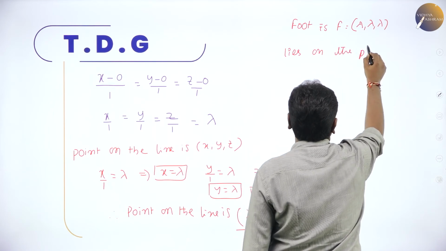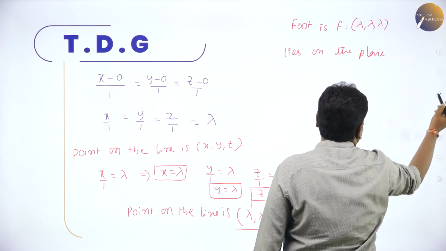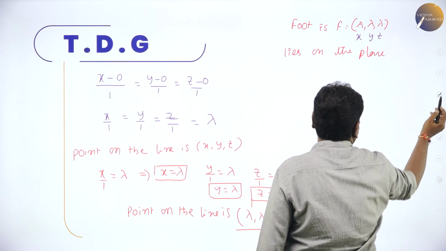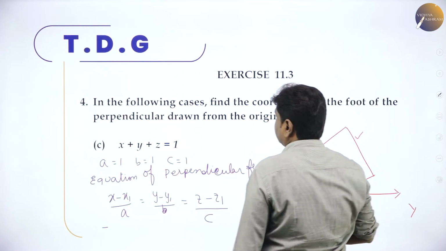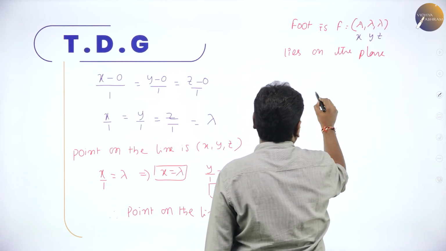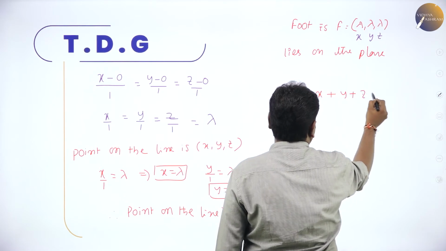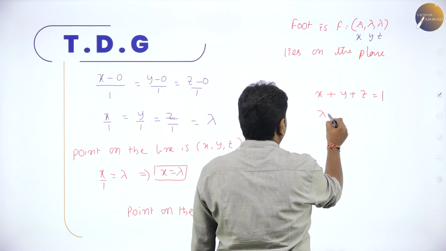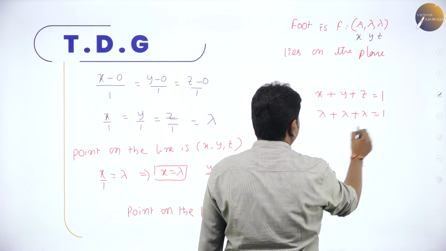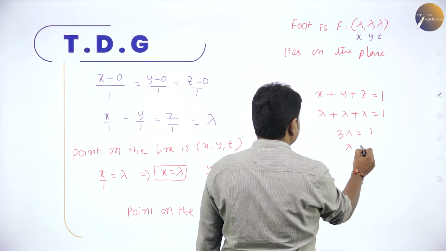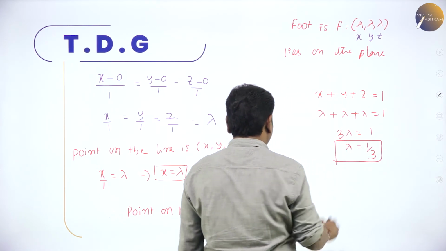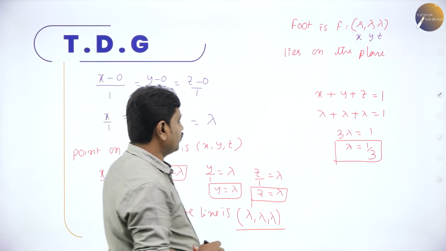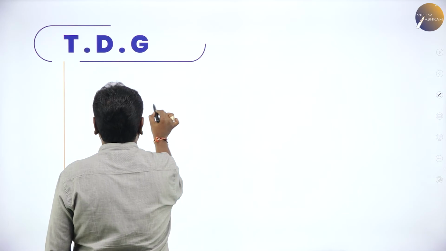So therefore you can substitute it in the plane equation. In the plane equation, in the place of x, y, z, substitute. What is the plane equation given? Plane is x plus y plus z equal to 1. In the place of x, y, z, put lambda. So lambda plus lambda plus lambda equal to 1. So 3 lambda equal to 1. Lambda is 1 by 3. So you got lambda. They are not interested in lambda. They want the foot. So substitute it in the foot of perpendicular. Therefore, the coordinates of foot.